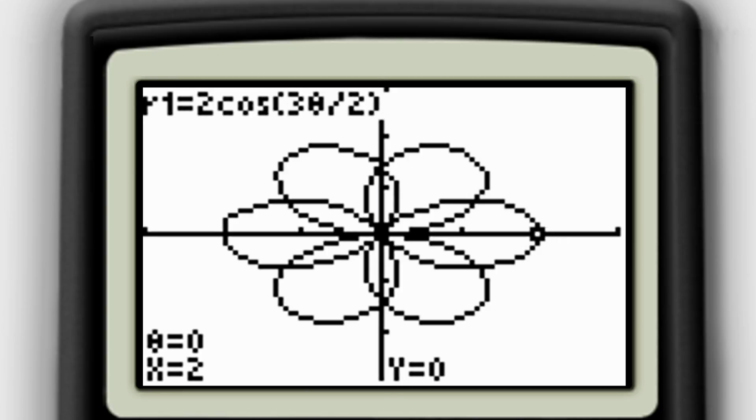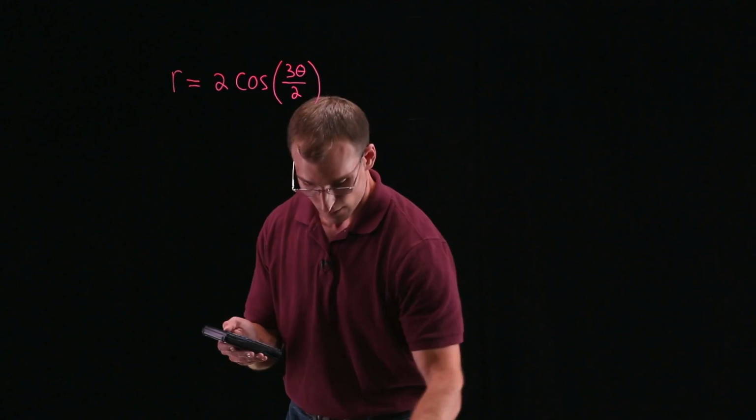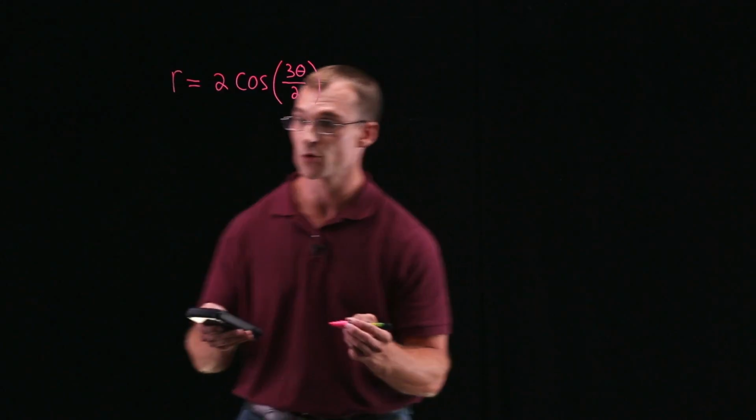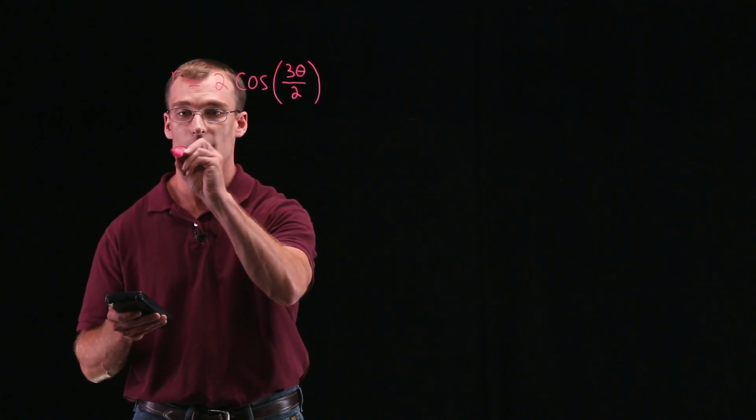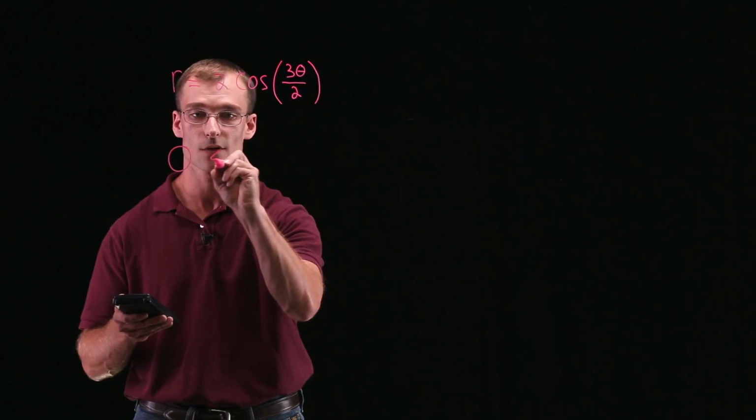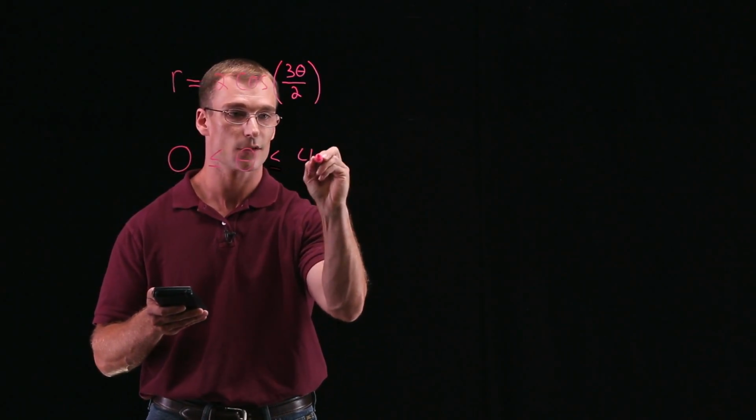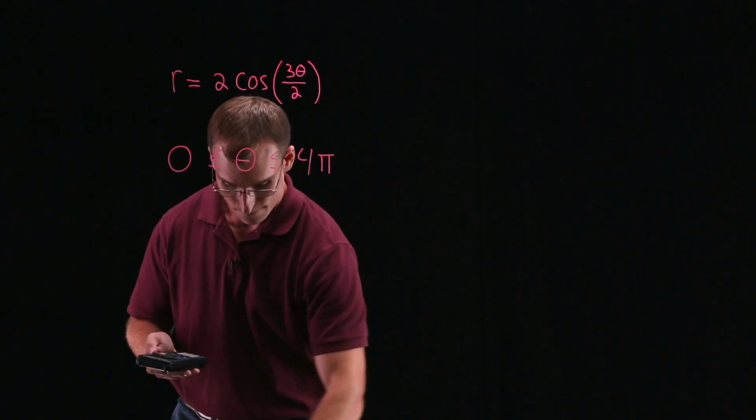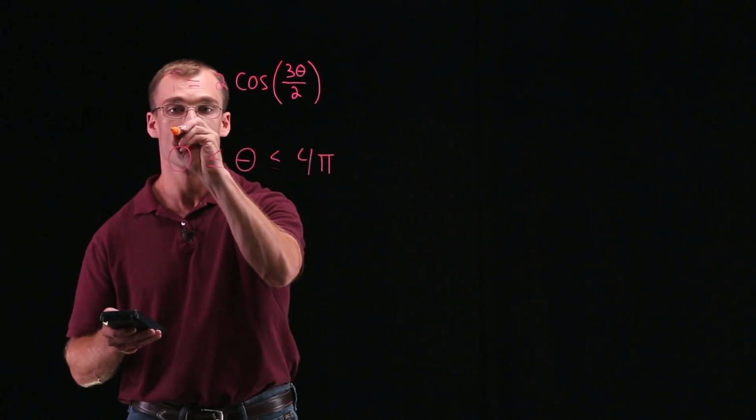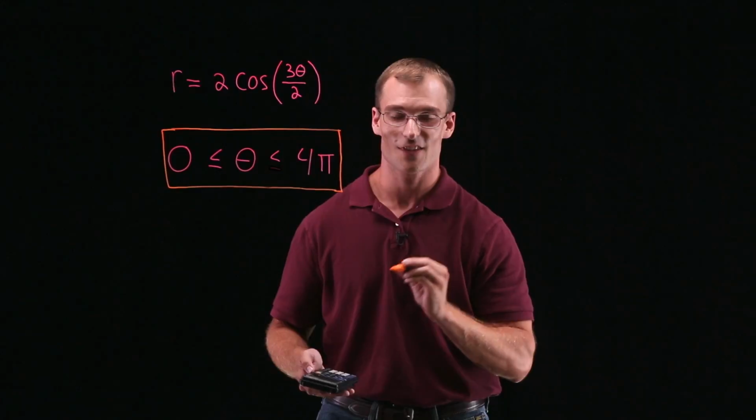So with that, it looks like an interval for theta for the graph to be traced out only once is going to go from theta equaling 0 up to, say, 4 pi. So there we go. Thank you very much.